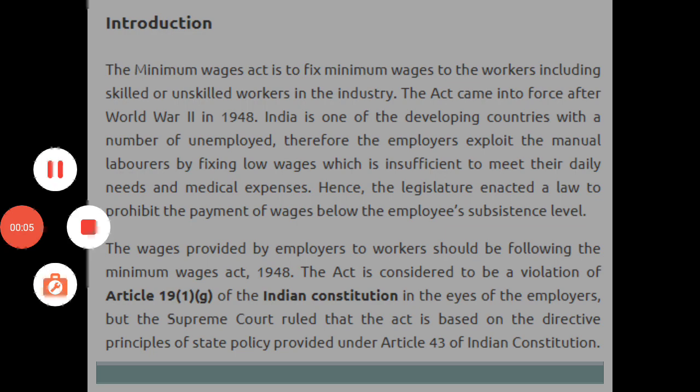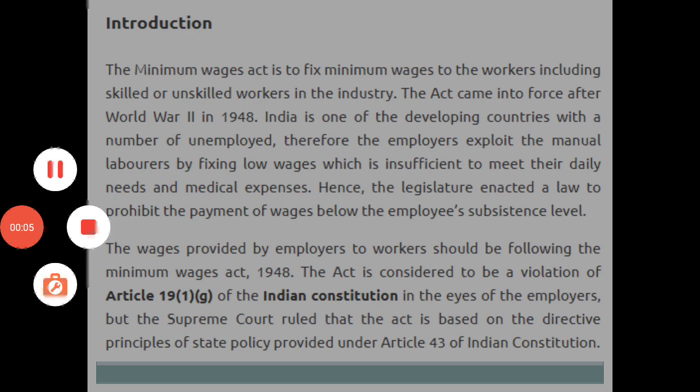Yes, they pay less amount, is it? And they pay low wages such that they are insufficient. They can't meet the daily needs and medical needs of the workers. Hence the legislature enacted a law to prohibit the payment of wages below the employee's subsistence level. So what did the legislature do?